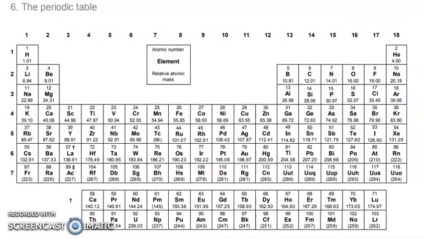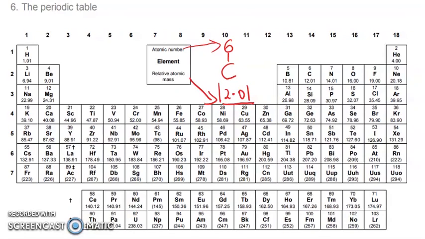So here we have the periodic table. The reason why I brought this periodic table into my explanation is for you to know where the relative atomic mass is found in the periodic table. Let's take carbon for example. The symbol of carbon is the sixth element on the periodic table, which is the same as the atomic number, and the relative atomic mass is 12.01. So this is where you find the relative atomic mass.